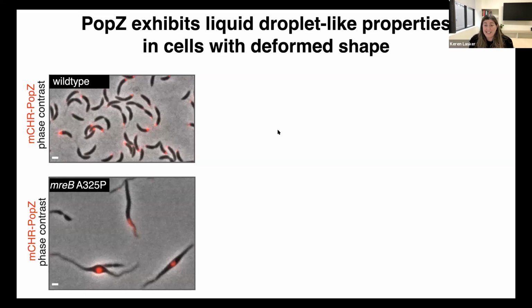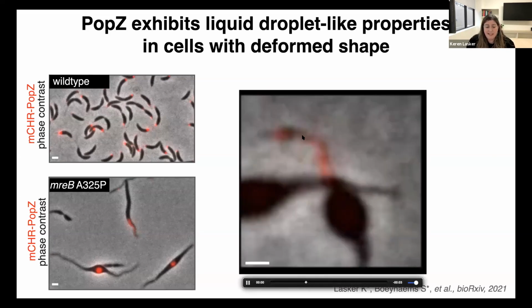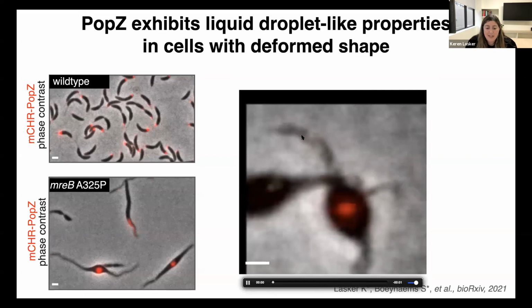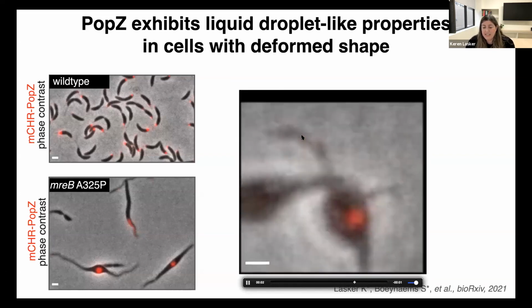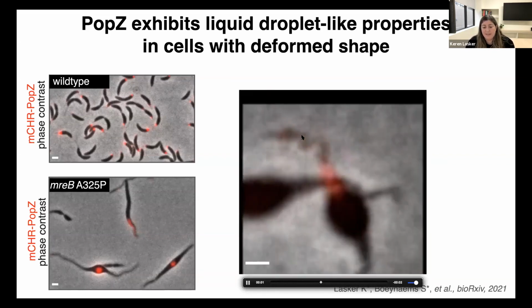But luckily for us, really just by accident, we found that in cells with deformed shape, we were able to observe POP-Z leaving the pole as one droplet as the shape of the cell deforms, and immediately adopting a spherical shape that continues to bounce around in the body of the deformed cell. And here I'm showing you just one movie of this event, and this movie is in loop and it's taken at 1 frame per minute.